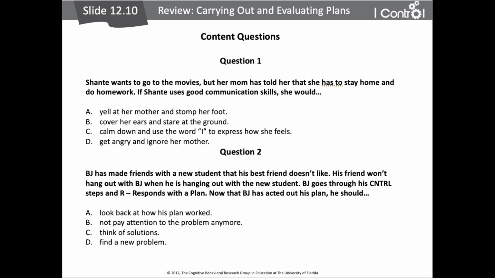Let's turn to the content questions for Unit 4, Lesson 12 in your iControl student workbook to check your understanding of this lesson. Pause the video while you answer the questions. When you're done, press play.